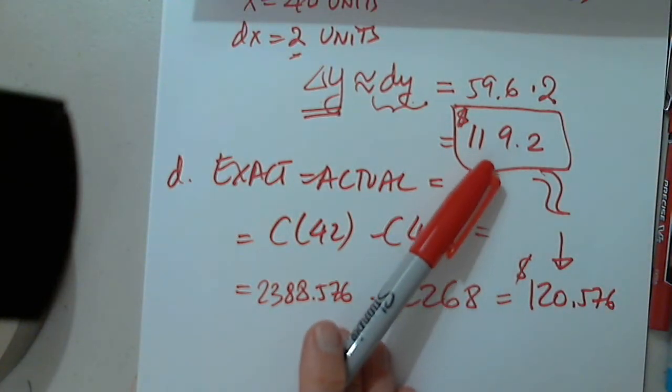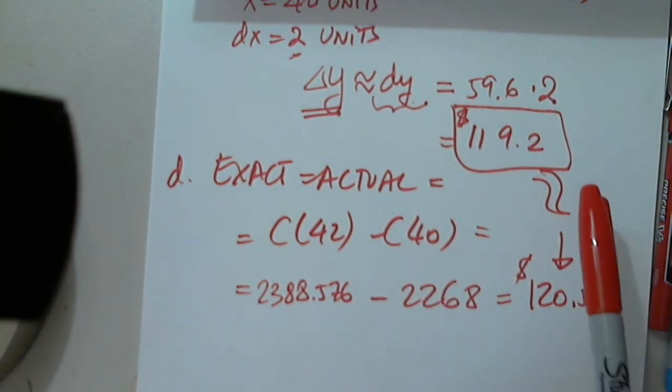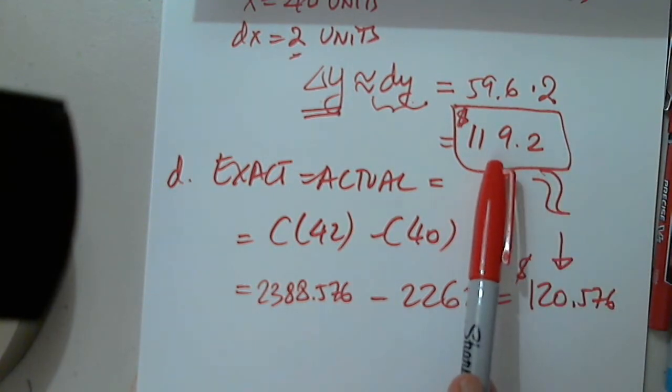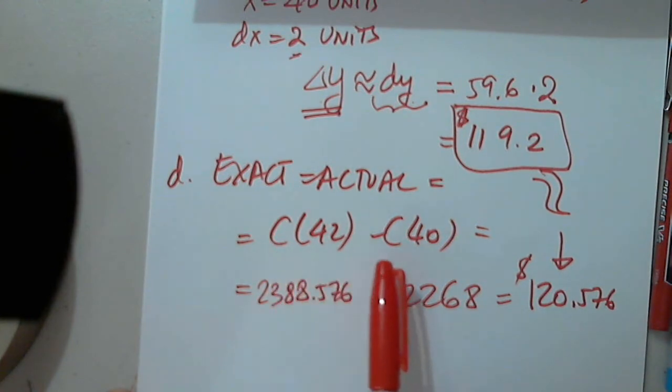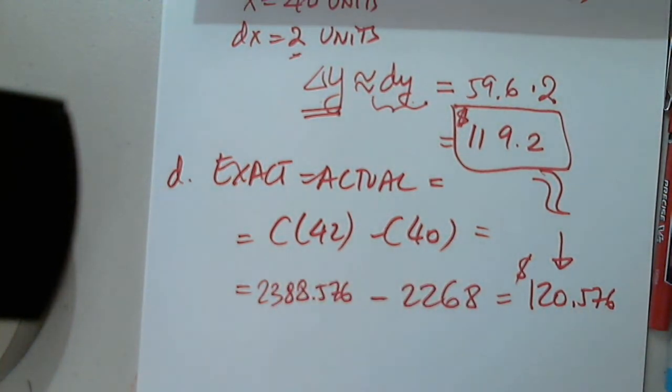So if we're happy with a quick answer and close, we're going to look at this. But if we want the whole thing, we want the exact, then we have to find C of 42 minus C of 40 to get the exact. Any questions? Any questions for me? Should we look at another example? Yes, please. Okay.